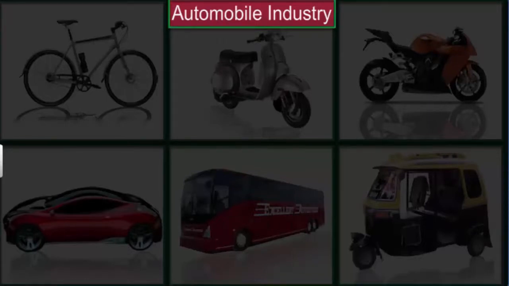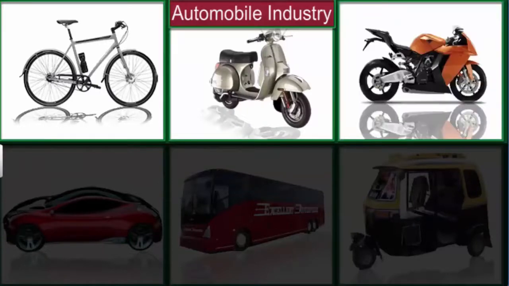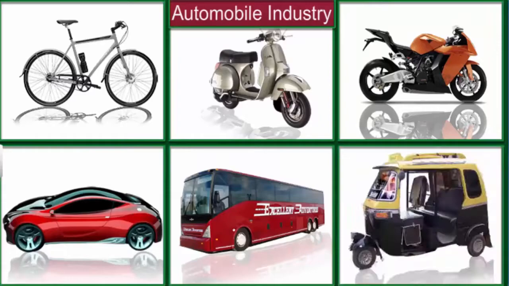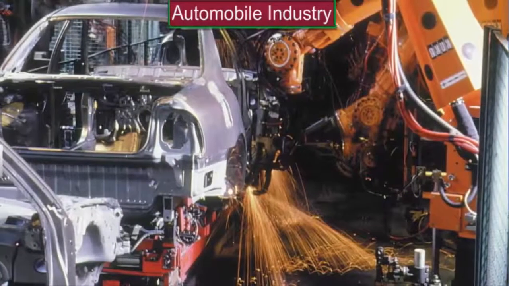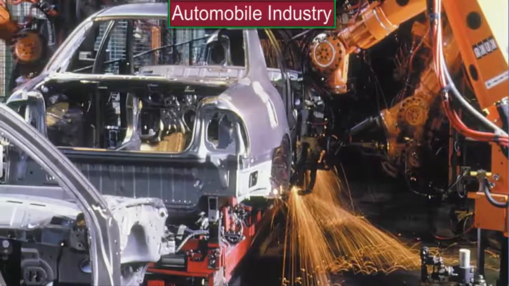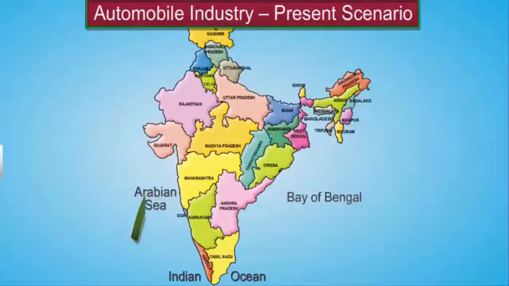How do you come to school every day? If your home is not within walking distance, you must be using some means of transport like cycle, scooter, motorcycle, car, bus, or a three-wheeler. India has a large automobile industry that produces passenger and goods transport vehicles.